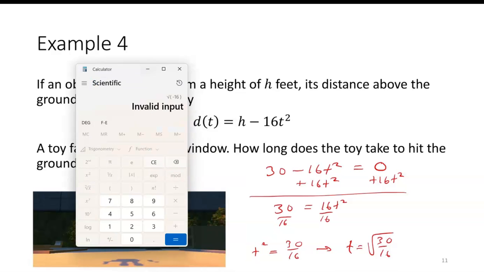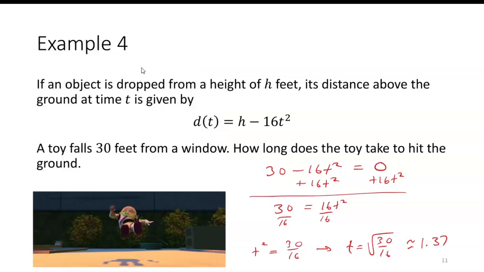That's going to be the square root of 30 over 16, but I can also type in 30 divided by 16 and then do the square root. And it looks to be about 1.37. And units here would be seconds. So a little over a second to fall 30 feet.